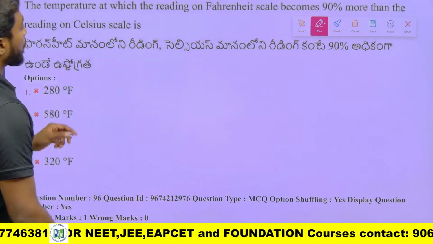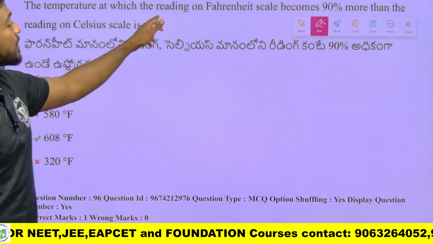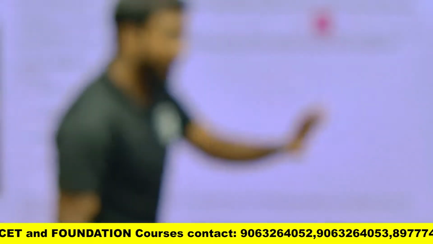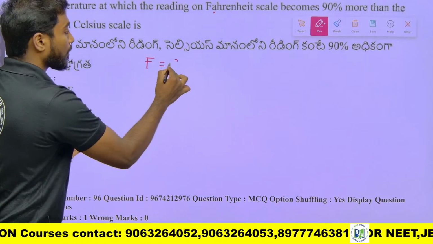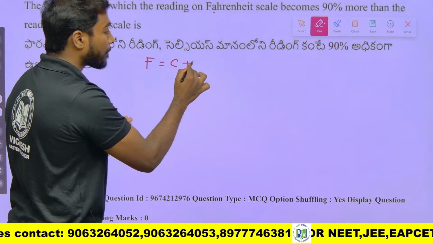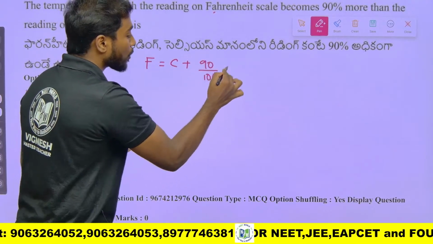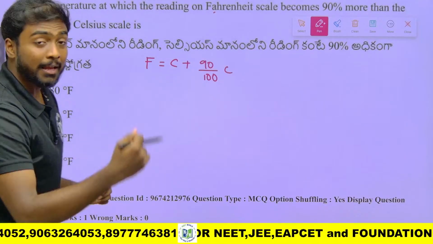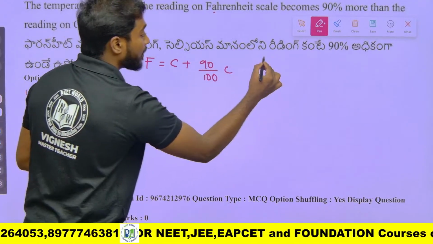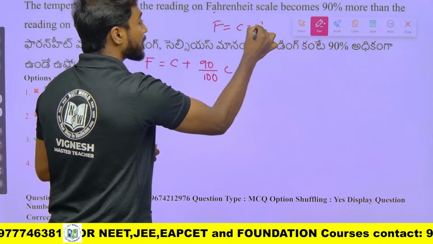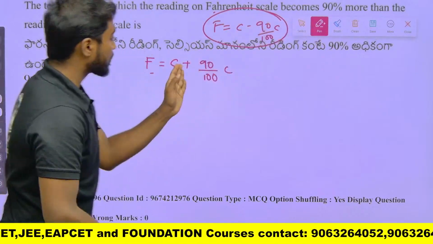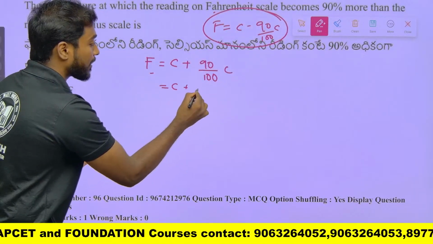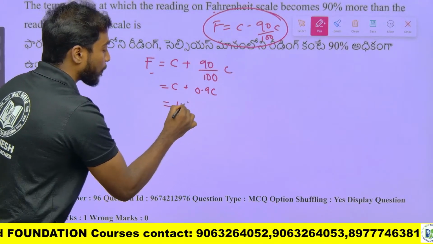See, what is the given question? The temperature at which the reading of the Fahrenheit scale becomes 90% more. 90% more they are saying. So initially the Fahrenheit scale and Celsius scale were there. Now the Celsius reading has become 90% more, so plus 90%. If it were less than 90%, I would write F is equals to C minus 90 by 100 C. That is for decreasing, but here it is more than 90%, so plus. So I can say C plus 0.9 C, which is nothing but 1.9 C.